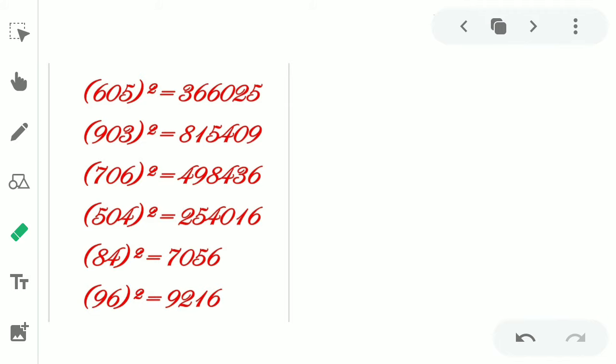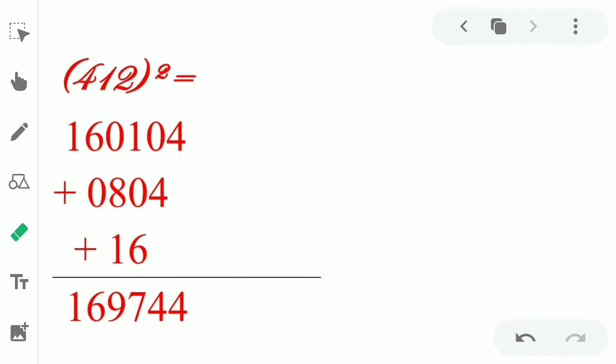Let us take another example. For example, the square of 412. This number contains 3 digits 4, 1 and 2. Here there is no 0 in the middle part. Now we can find the square of this number using this technique. First of all, we will write the square of 4, which is 16. We will write the square of 1, which is 1, but we will write it in 2 digits, 01. Square of 2, which is 4, but we will write in 2 digits, 04.